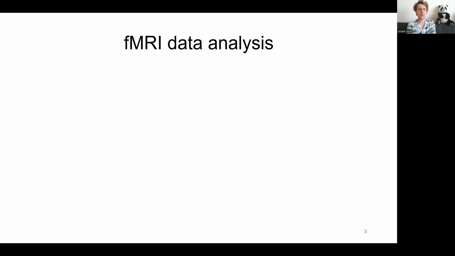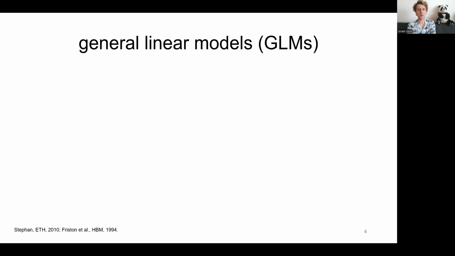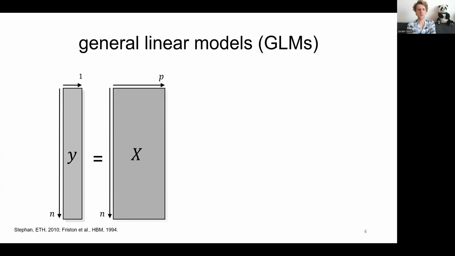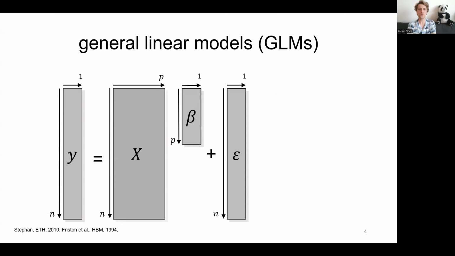So as you probably know, fMRI data analysis is widely based on the general linear model, or GLM in short, which decomposes a single voxel BOLD signal Y into experimental conditions and potential confounds, the design matrix X, weighted by some regression coefficients beta, plus noise or error terms, which are also in the data and cannot be captured by our model.